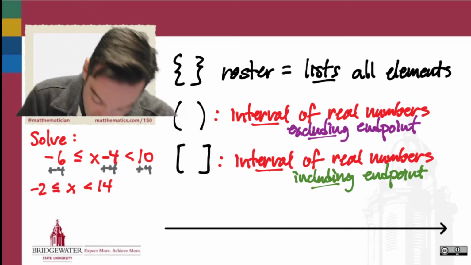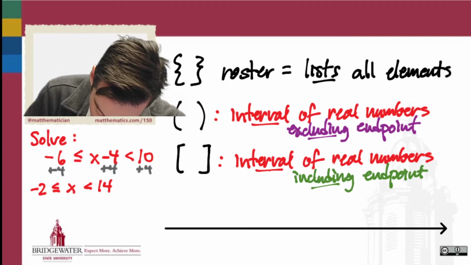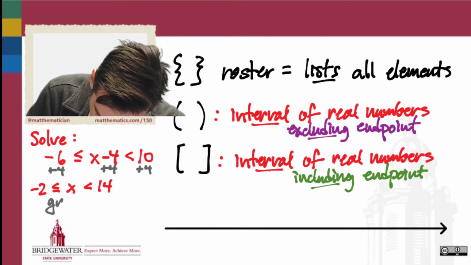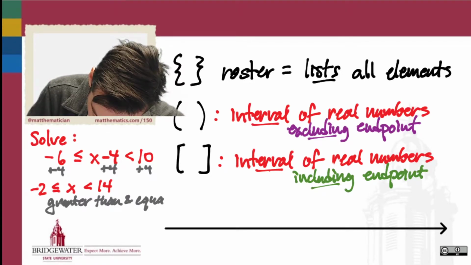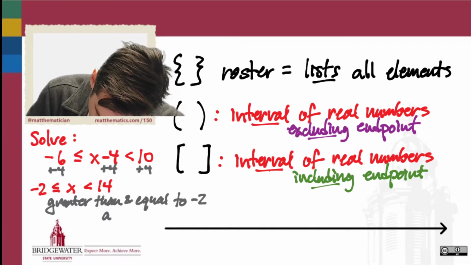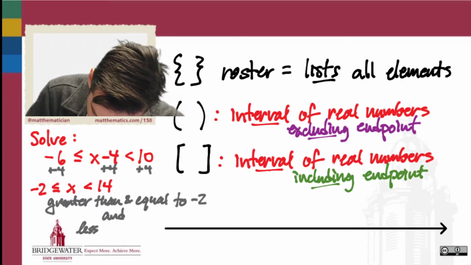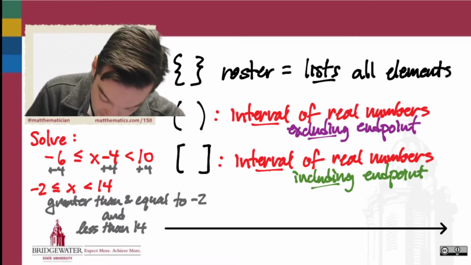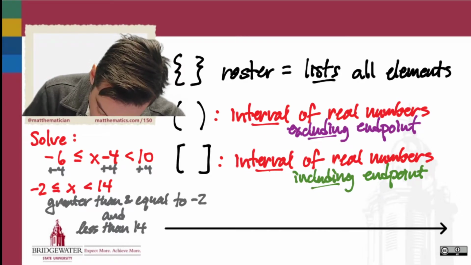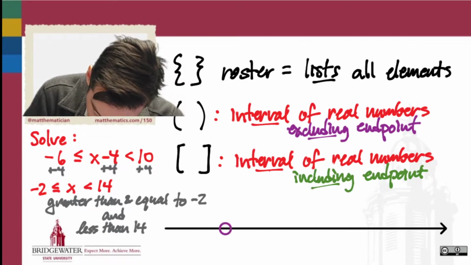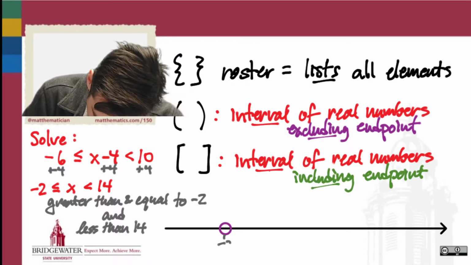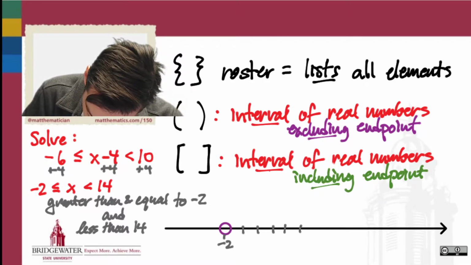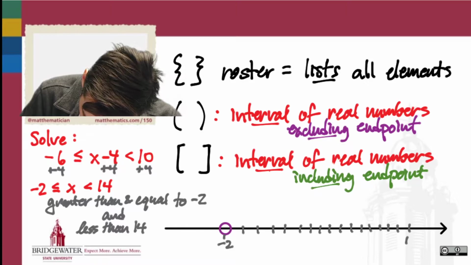And so what this is telling me is that the x's which solve this inequality are those x's which are greater than or equal to -2, and also which are less than but not equal to 14. So if I diagram this out on my real number line, typically what I do is I draw a diagram that looks something like this. I'll put an open circle down here at -2. And then I've got -1, 0, 1, 2, 3, 4, 5, 6, 7, 8, 9, 10, 11, 12, 13, and then 14 is up here.